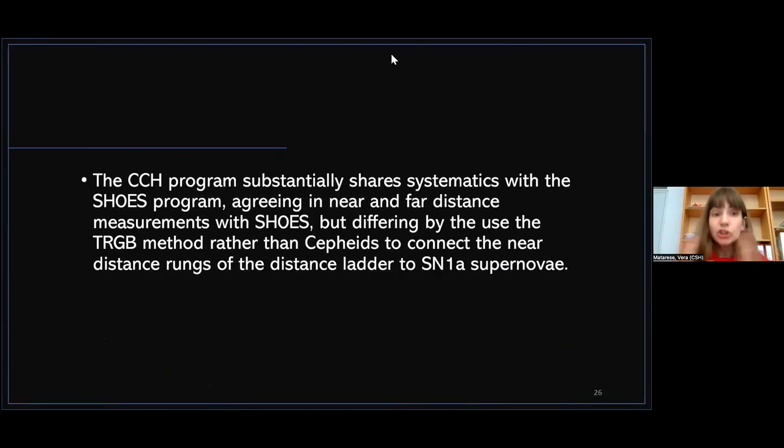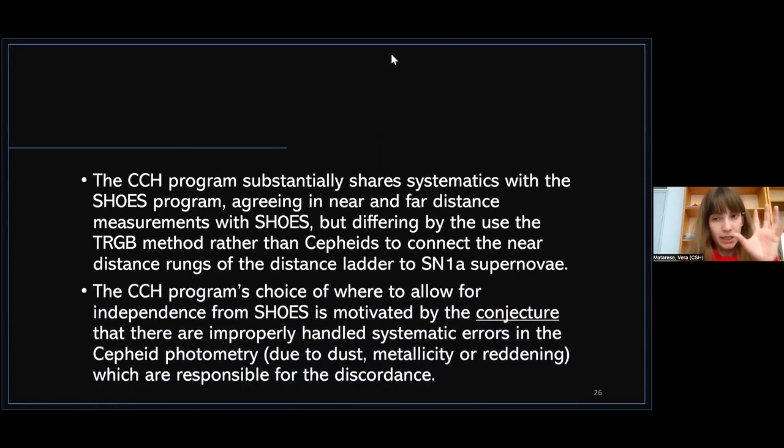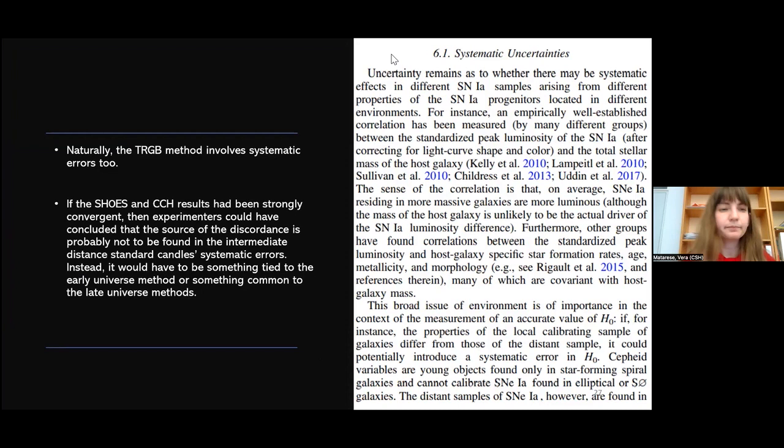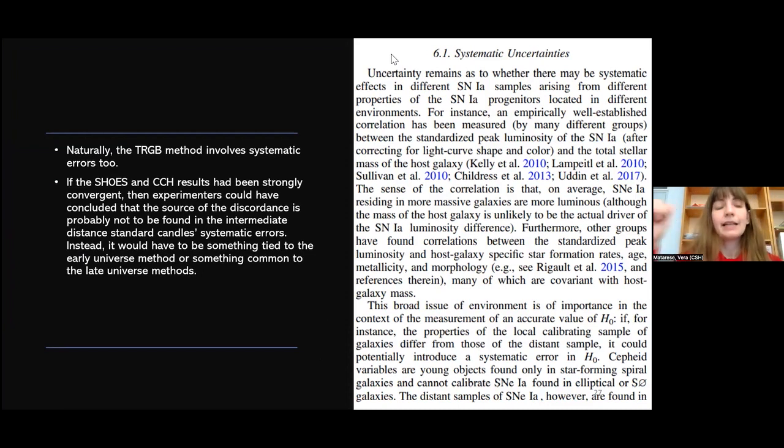So basically, the CCH program shares the systematics with the SH0ES program for near and far distance, but it is different for the intermediate. And this is how basically we can handle systematic errors, and we can know where the source of the discordance is, what is responsible for the discordance. Of course, the TRGB method might also involve systematic errors. Of course, we can't exclude this. But then, setting this aside, suppose that SH0ES and CCH results strongly converge. Then we could say that the source of the discordance between Planck and SH0ES should not be found in the intermediate distance candles. So it's not a problem of the Cepheids.